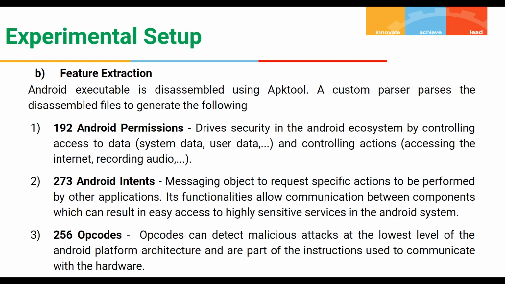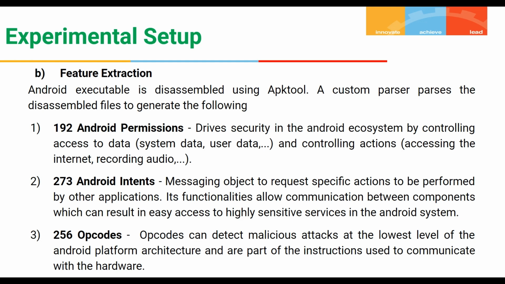Coming to the feature extraction, each executable was disassembled using a software called APK tool. We passed the files to obtain 192 permissions, 273 intents and 256 opcodes. Now permissions are useful for malware detection because they control access to data such as system data and user data, and they also control actions such as accessing the internet, recording audio, etc.